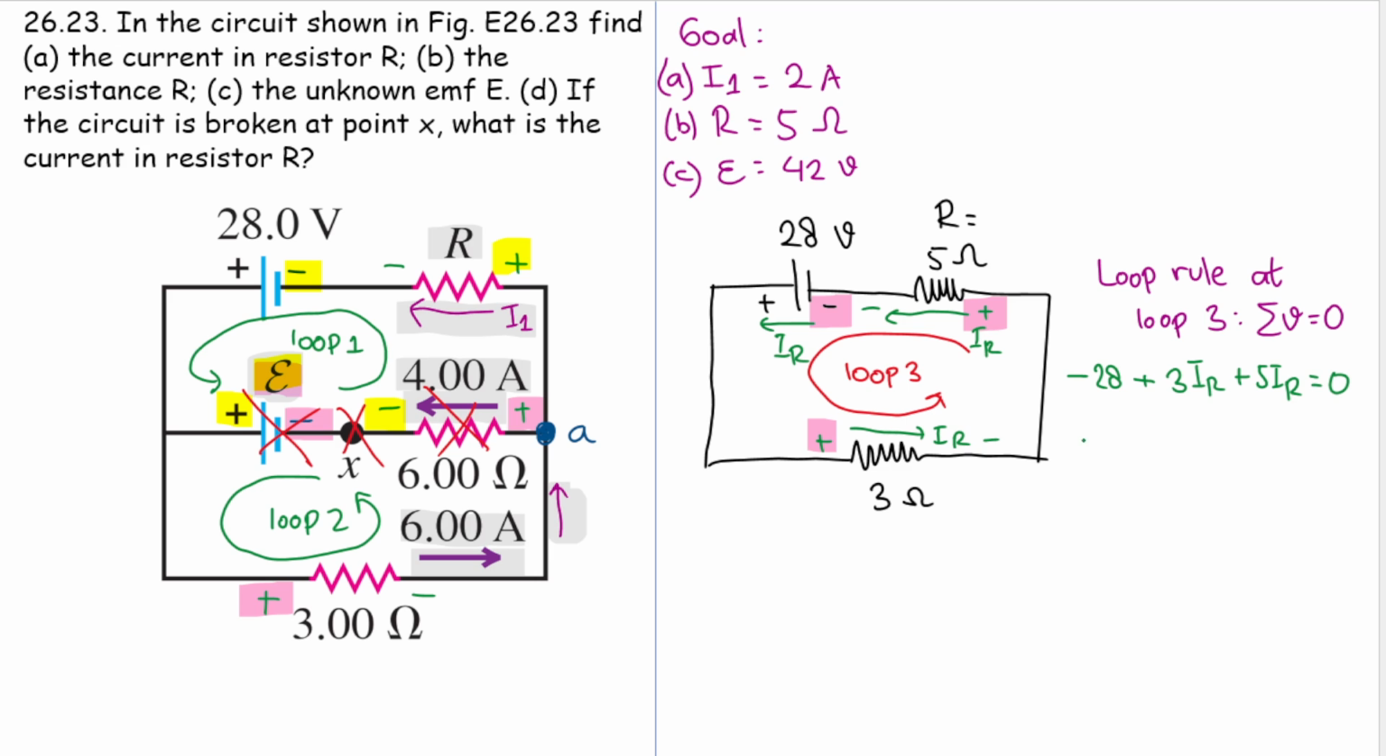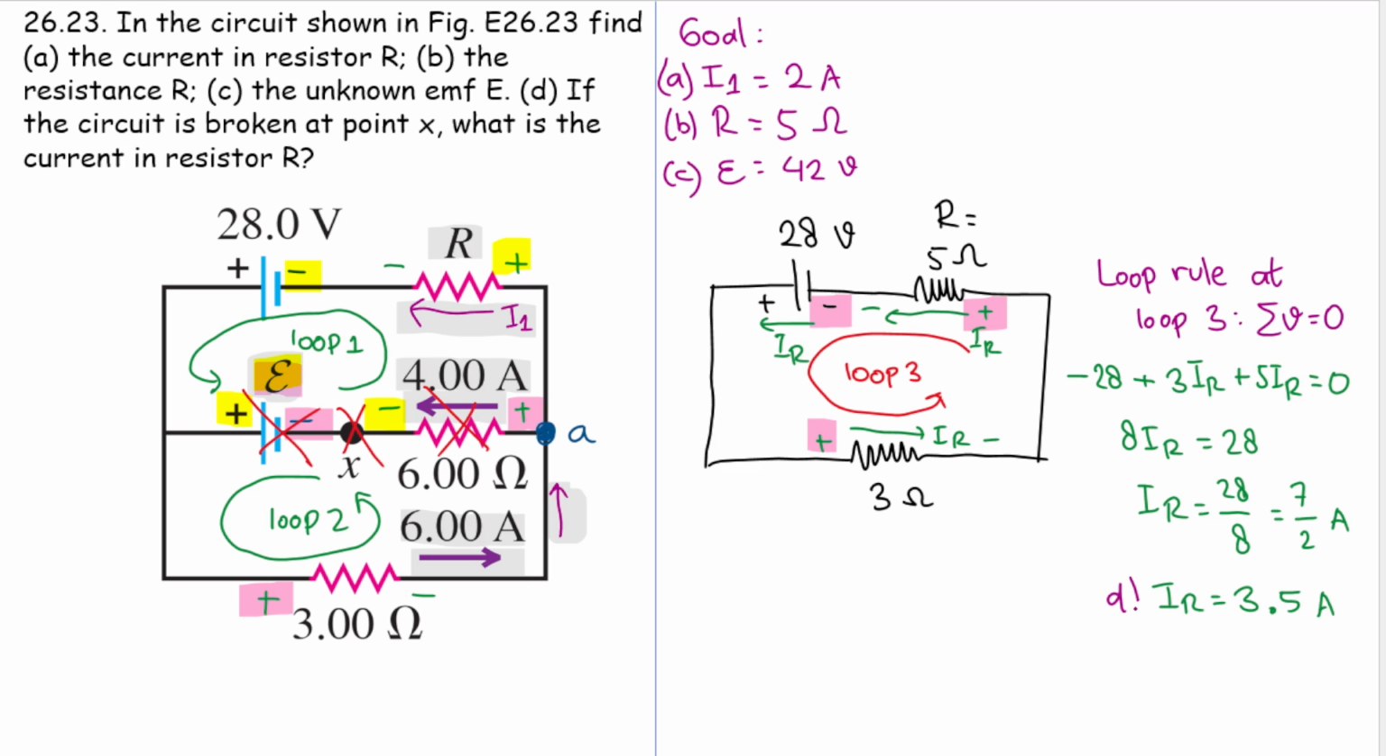And we can simplify this. So I'll have 8 IR. That will equal to 28. So I will have IR here is 28 over 8 here. Or we can divide both sides by 4, right? I will have 7 over 2 ampere, or in decimal, I can have it IR here is equal to 3.5 ampere. Okay, and that is the answer for question D.